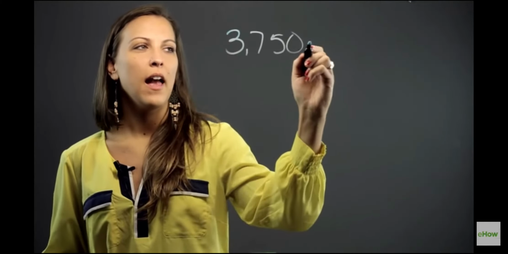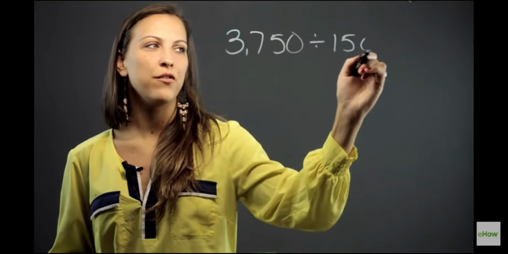My name is Maria. Today I'm going to show you how to divide big numbers. So let's take a big number in the thousands, like 3,750, and we'll divide that by 150.